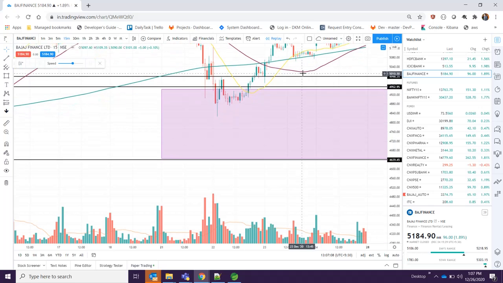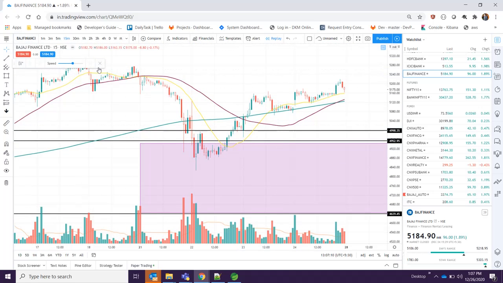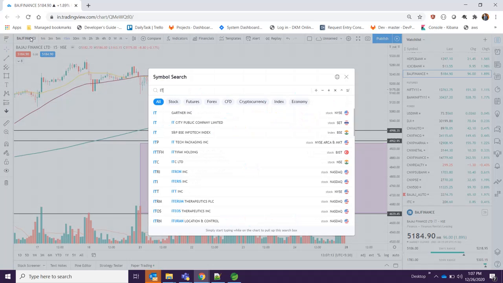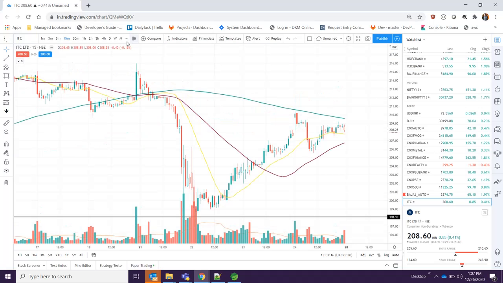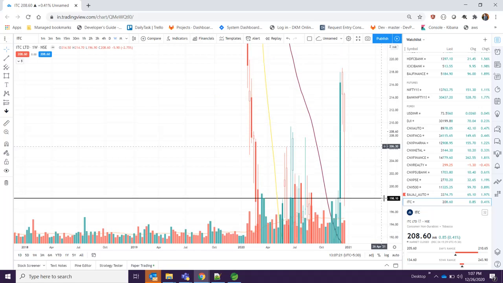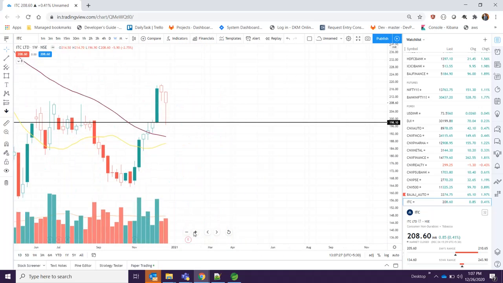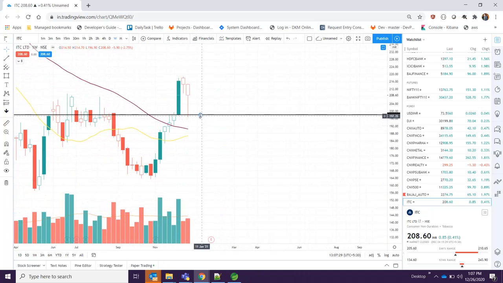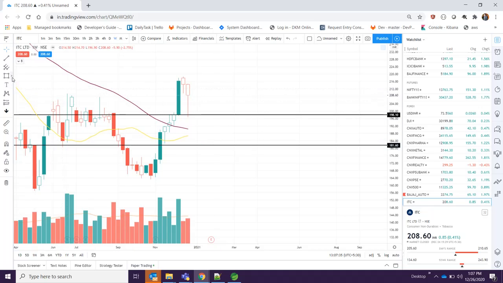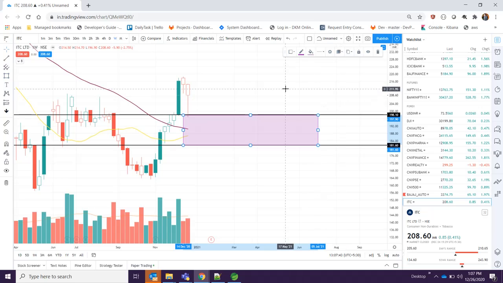Let me take example of another stock. Let me take example of ITC. So we will follow the same steps now. Go to the weekly chart and we will mark the weekly demand zone. I have already highlighted this. Let me mark it now. Now we have to highlight it with a rectangle. We have to look for buying opportunity when price reaches this zone.